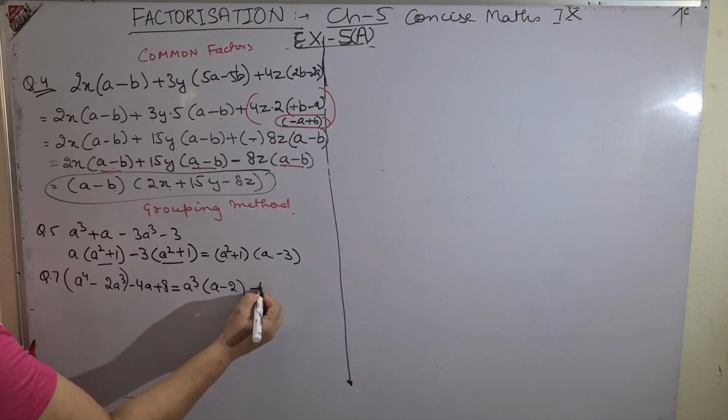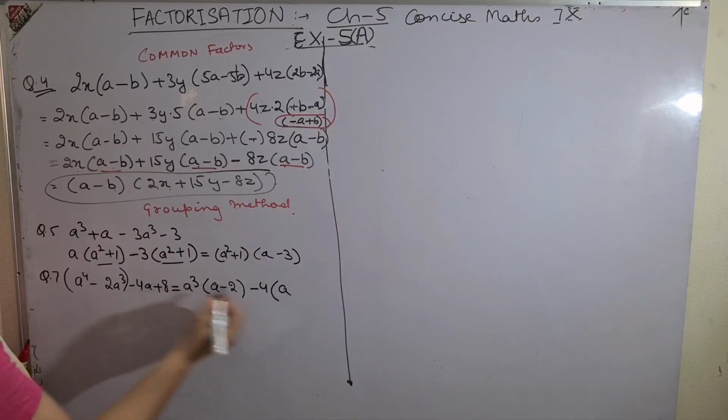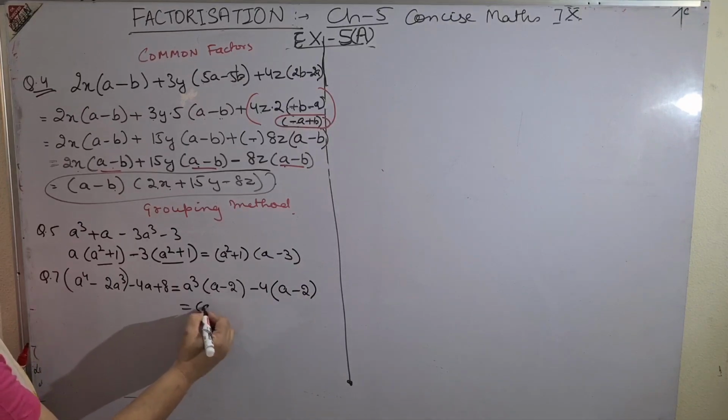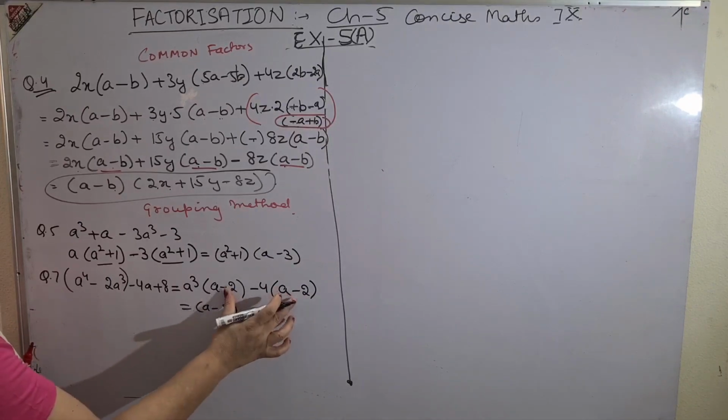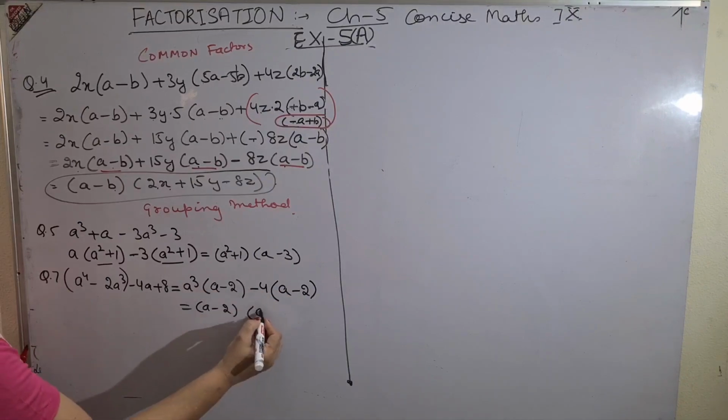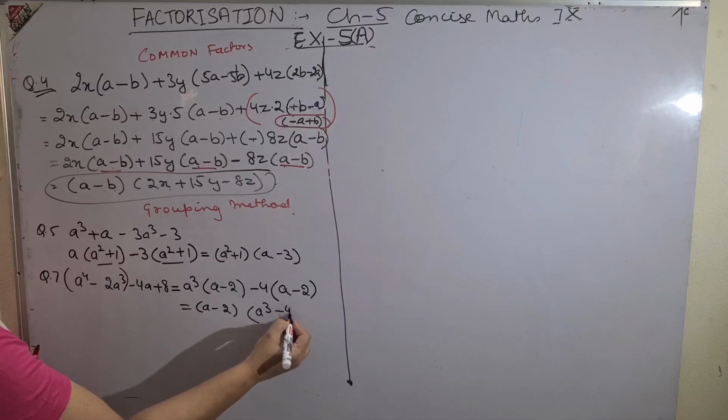Again I take minus 4 common. So this will be A, and plus will become minus. So A minus 2. And again common factor to be taken out. A minus 2 is the common factor between the two. So A minus 2 I took out. From the first term A cube is left. From the second term 4 is left.